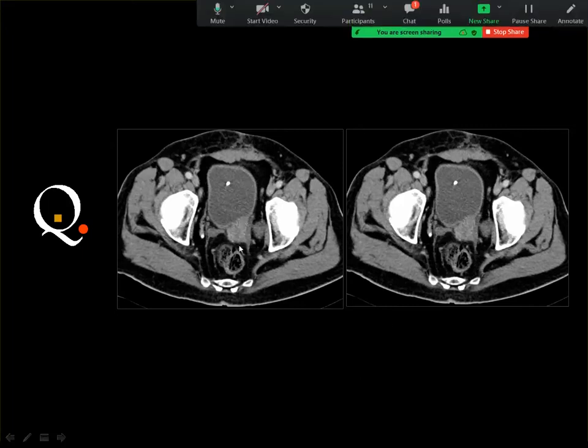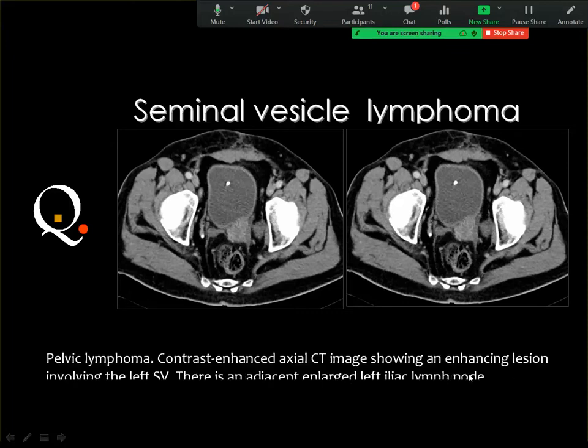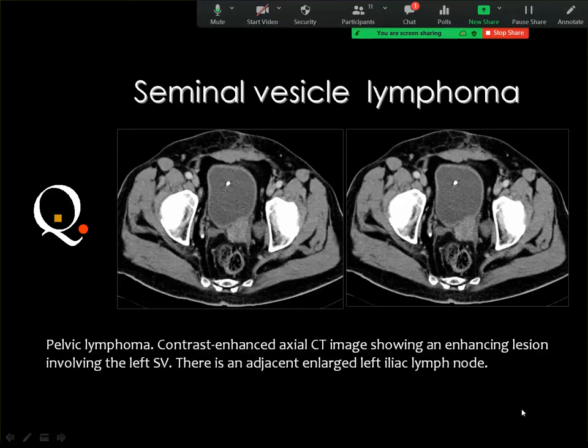And this mass is not an inflammatory lesion because of the pattern of enhancement and the clearance of the surrounding fat. Then you have to think of a neoplastic disease, including carcinoma, lymphoma, and metastasis as usual. And this was a seminal vesicle lymphoma as proved by biopsy. And you may also appreciate this slightly enlarged internal iliac lymph node as well.